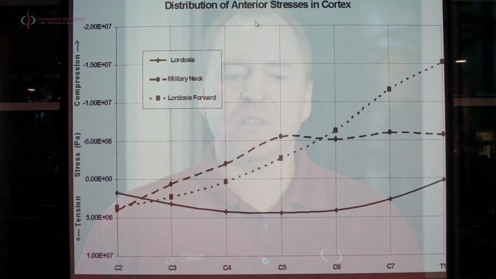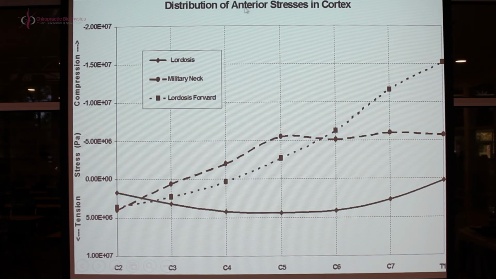So here's a graph of what we're getting at with this description in the results. This is the graph of the distribution of the anterior stresses in the anterior cortex. Now, 0 means no load, compression, or tension. That's my neutral axis. The stress here is in pascals, okay? Now, if I'm below, it should be negative, but we listed it as positive. Below is tension, and above is compression.